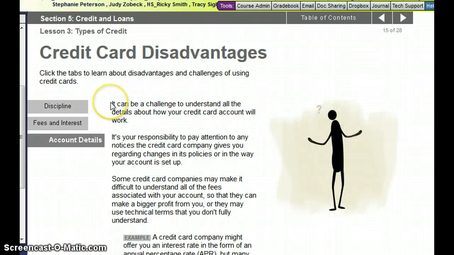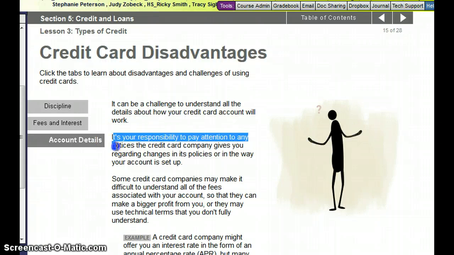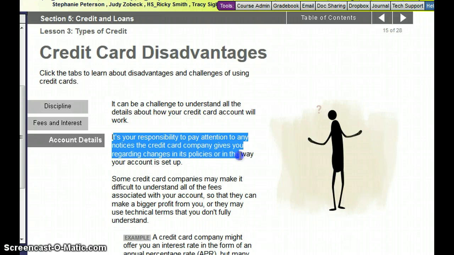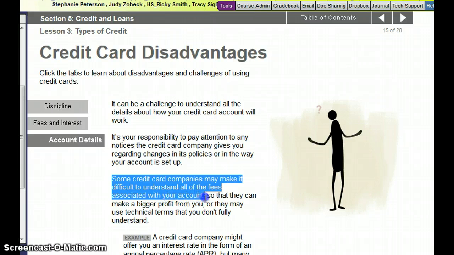Another disadvantage of credit cards is that it can be a challenge to understand all the details about how your credit account will work. It's your responsibility to pay attention to any notices the credit card company gives you regarding changes in the policy or in the way your account is set up. Some credit card companies make it difficult to understand all the fees associated with your account.